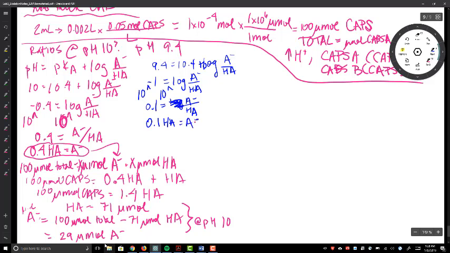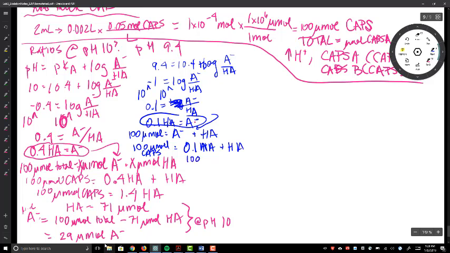So again, when we change pHs, we still have 100 micromoles of caps. It's just the ratio of acid to base changes. So again, 100 micromole is equal to A minus plus HA. We're going to substitute that in now, and you can see now that that ratio has changed. So 100 micromole of caps total is equal to 0.1 HA plus HA.